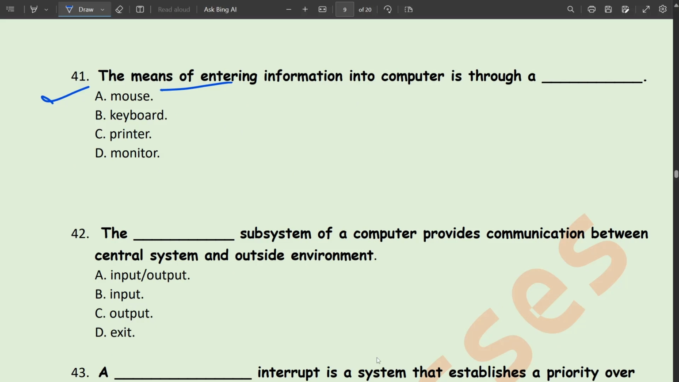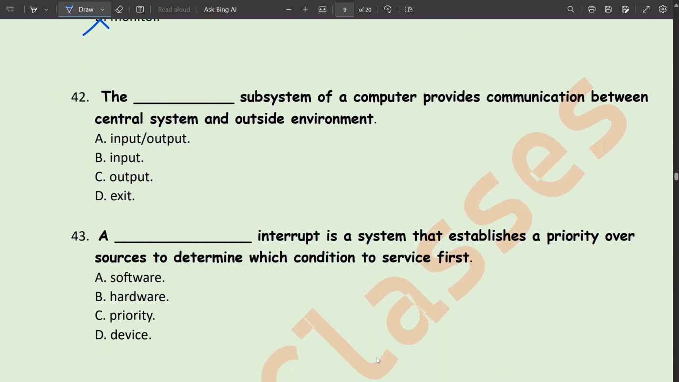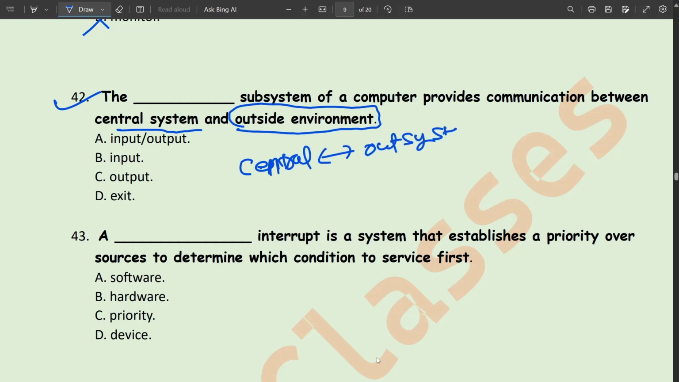The means of entering information into a computer is through a which? This is an input device, but you can't input information. You just click and allow. Next, printer is output. Monitor is also output. The answer will be keyboard. Option number B is correct. Next, the subsystem of a computer provides communication between central system and outside system. Central system and outside system. The answer will be what? Input, output.